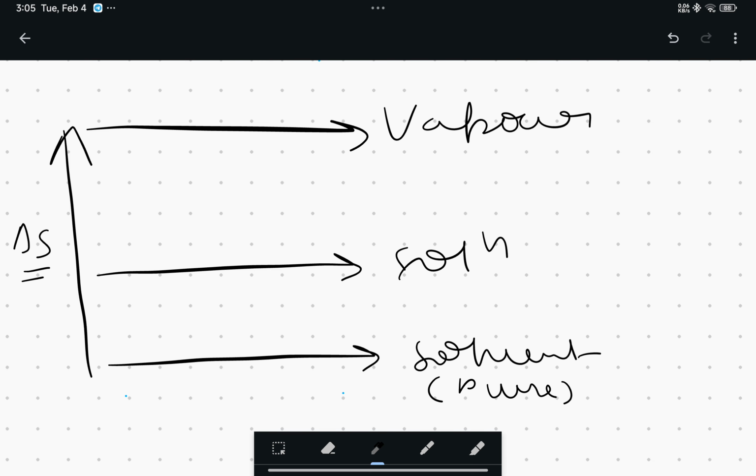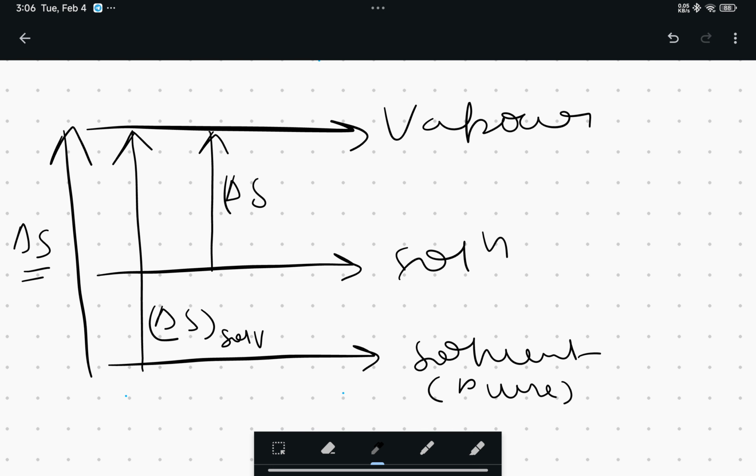This is because for an ideal solution the entropy of mixing is always positive, so therefore the entropy of a solution is always more than that of the solvent. Okay, so if we convert the solution to the vapor, first let us convert solvent to the vapor. So this is the change in entropy of the solvent, and now when the solution is converted, this is the change in entropy of the solution.